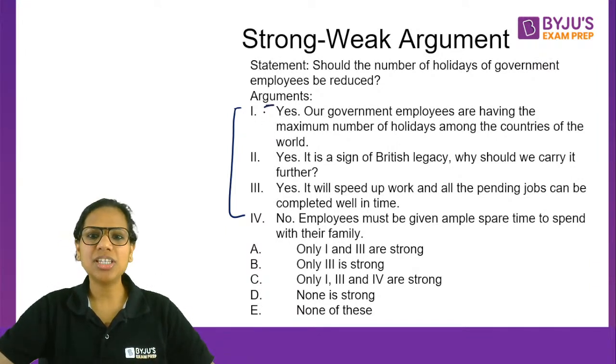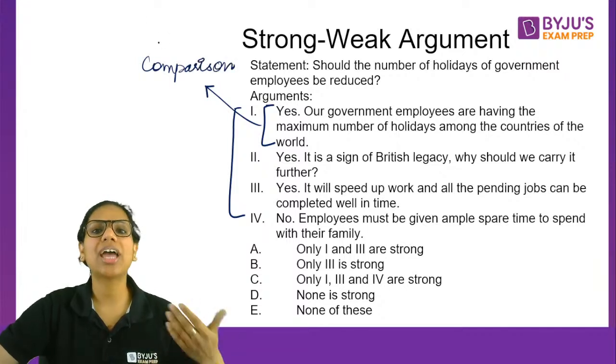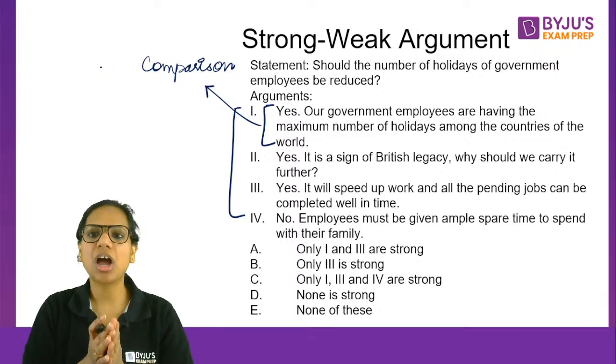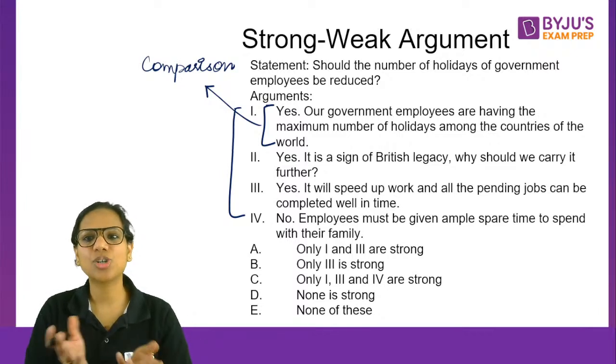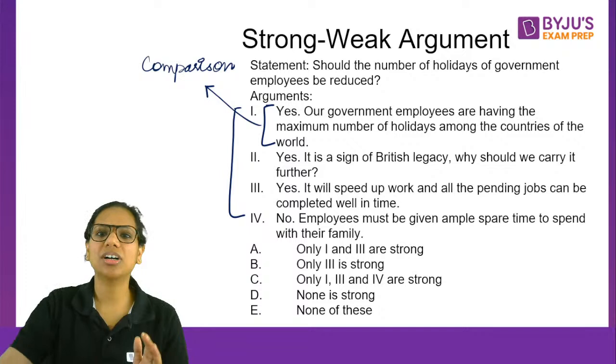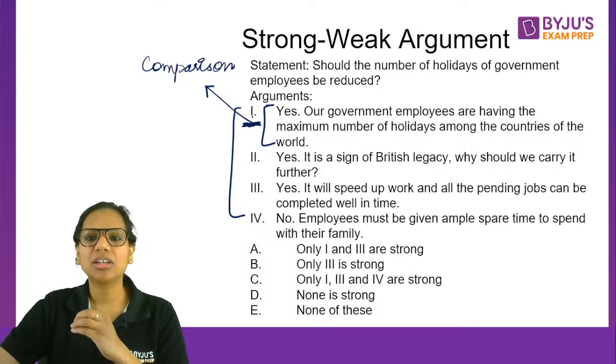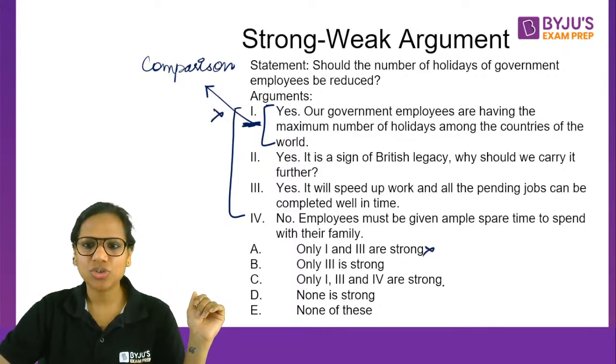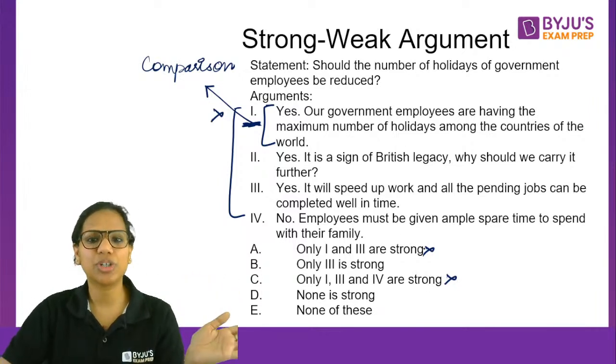So, first is basically making a comparison. This is called arguing by analogy or an analogical argument, right? So, we are saying our government employees are having the maximum number of holidays among the countries of the world. So, as long as it doesn't harm anybody, what's the problem, right? Also, why are we comparing it with the other countries? We don't have to compare them to other countries, and as long as this is not doing any harm, we shouldn't really reduce it, right? Eliminate it. So one is not strong. The moment I realize this, A and C go out of the window.